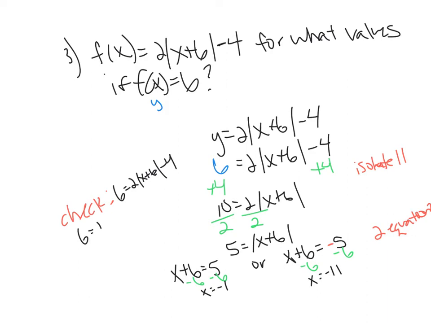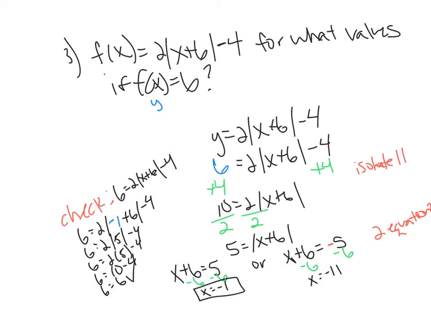So let's start with the left-hand side. 6 equals 2 absolute value. We're first going to plug in negative 1. So negative 1 plus 6 is 5. Absolute value of 5 is just 5. 2 times 5 is indeed 10. 10 minus 4 is 6. So yes, it checks. I can box negative 1.